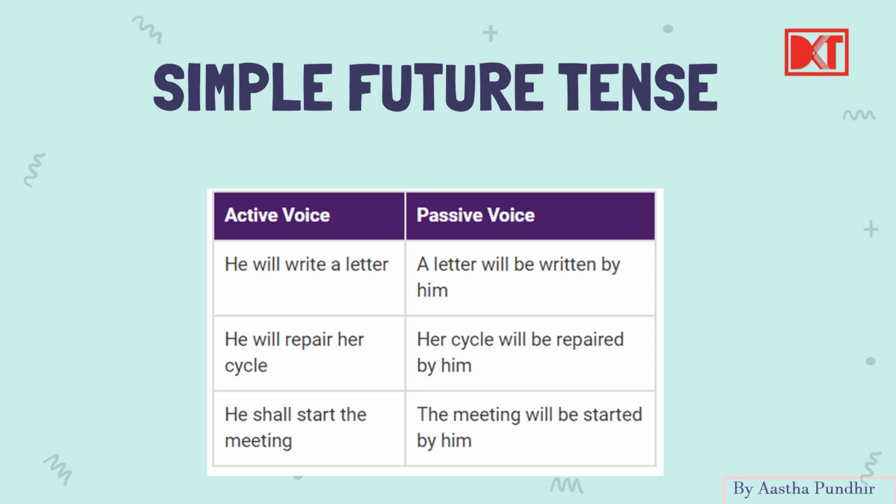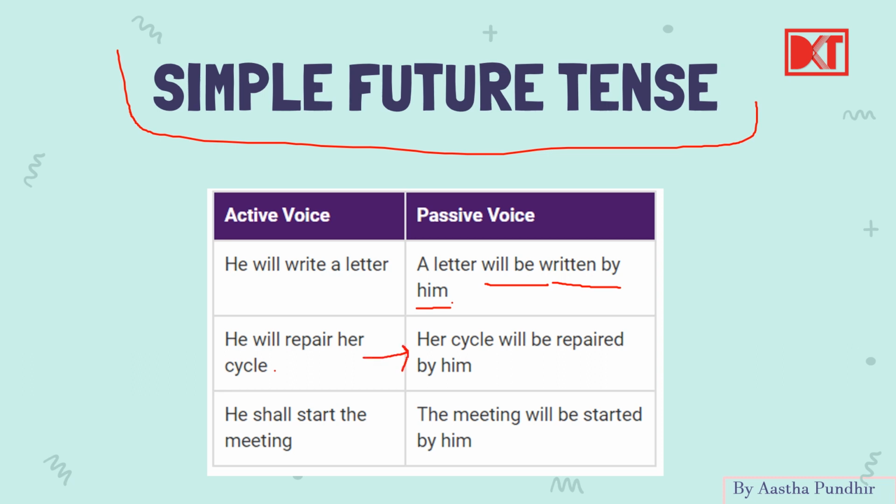Okay, so here this one is simple future tense. How will it change? Changing to the past participle. Let's see. He will write a letter. A letter will be written by him. He will repair her cycle. Her cycle will be repaired by him. He shall start the meeting. The meeting will be started by him. All right. So this is for the simple future.